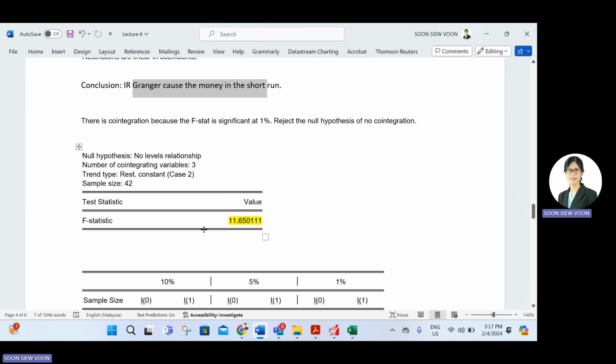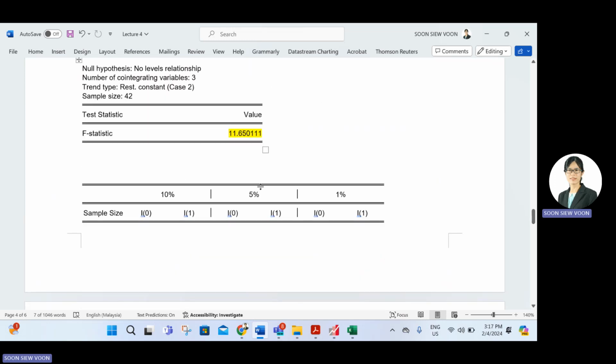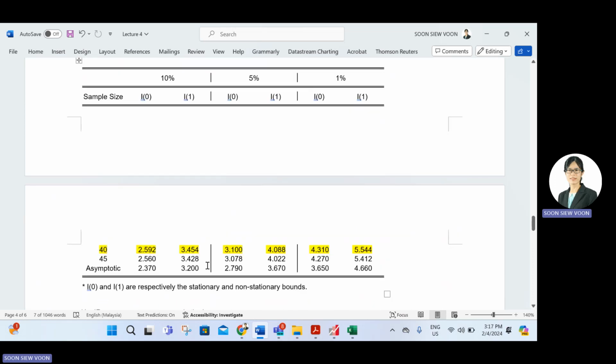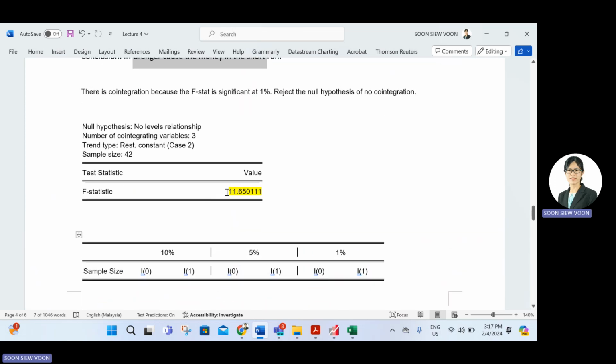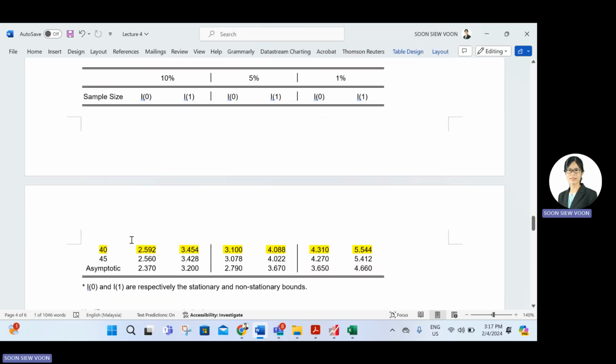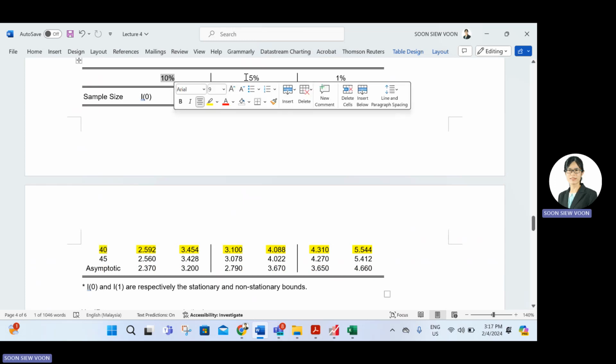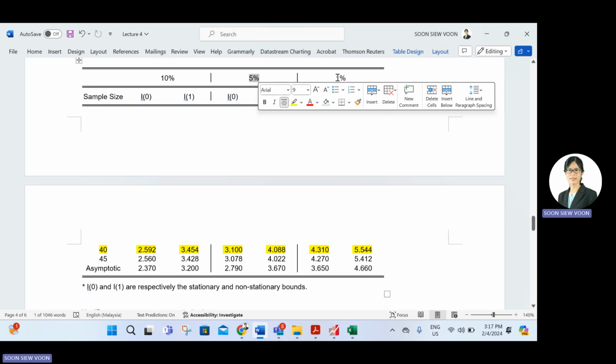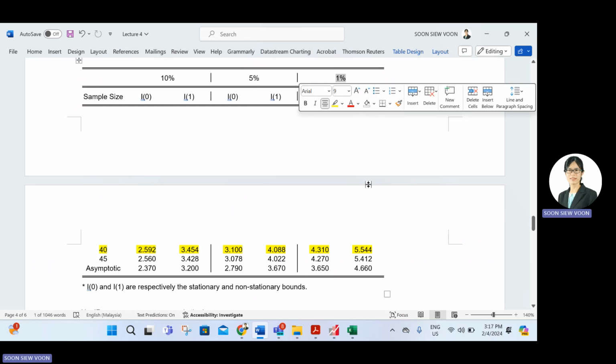So this is the result we're going to have. As we observe on this screen, I have a test statistic. Then I have critical values here at the 1%, 5%, and 10% significance levels. Then you refer to the critical values here. Which one should I compare? Sample size is 42, right? Sample size 42, so I refer to the nearest one. So this is the 10% critical value, these are the 5% critical values, then these are the 1% critical values.